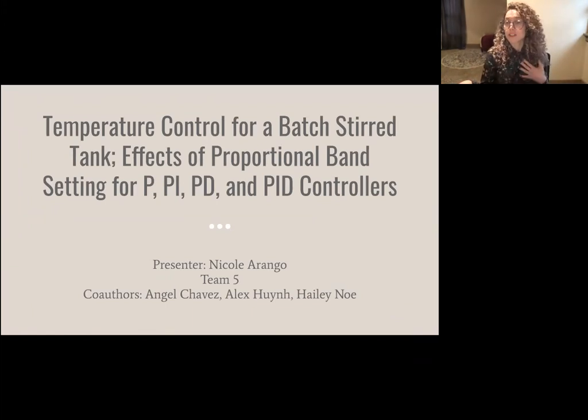Today I'll be presenting our experiment, temperature control for a batch stirred tank, effects of proportional band setting for P, PI, PD, and PID controllers.